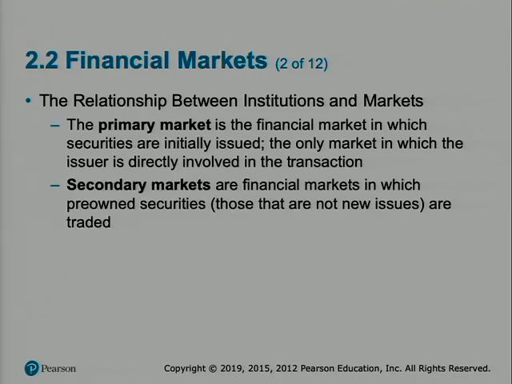The same thing happens with cars. It happens with textbooks, where the primary market is where the item is purchased new, and the secondary market is where it's traded used. So the financial markets have this.